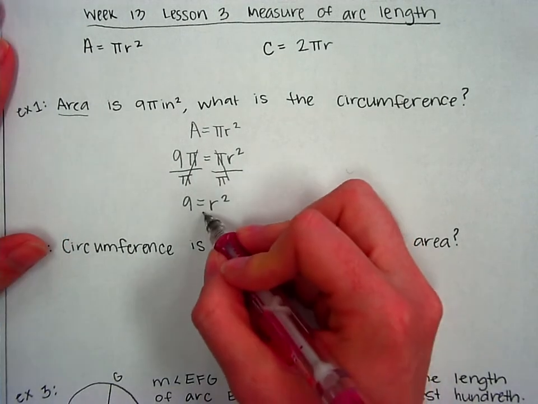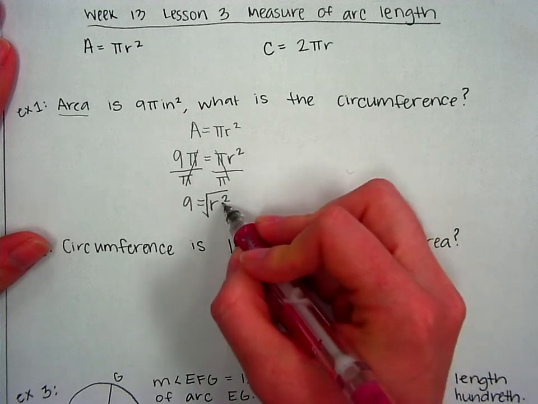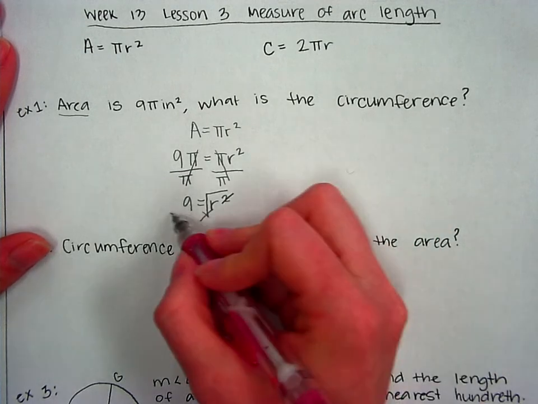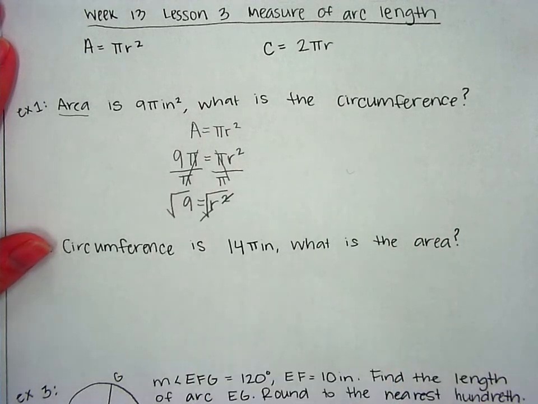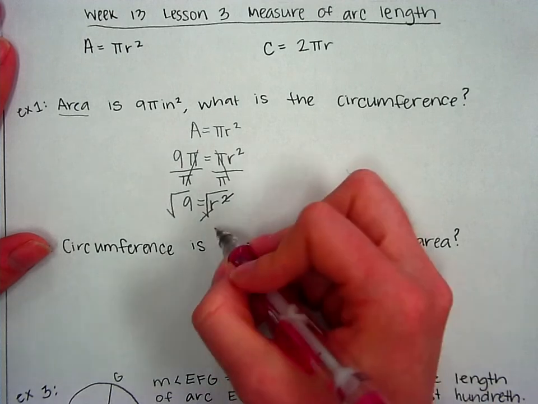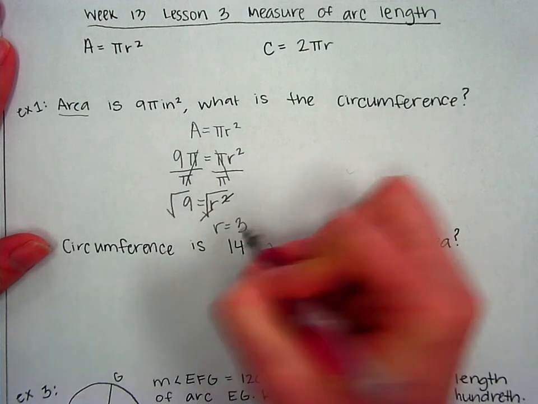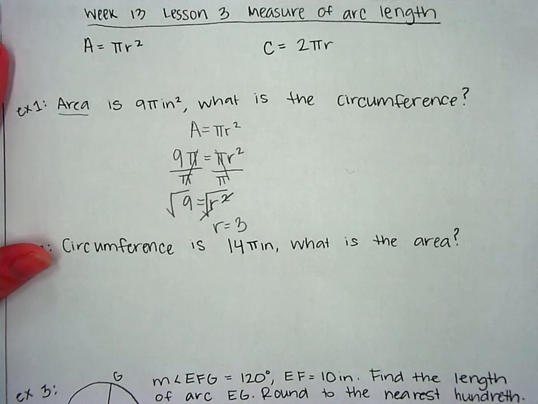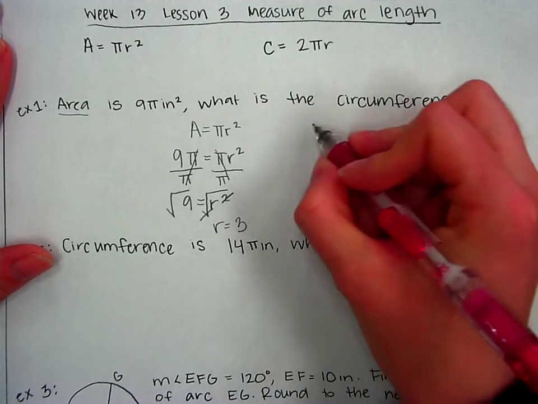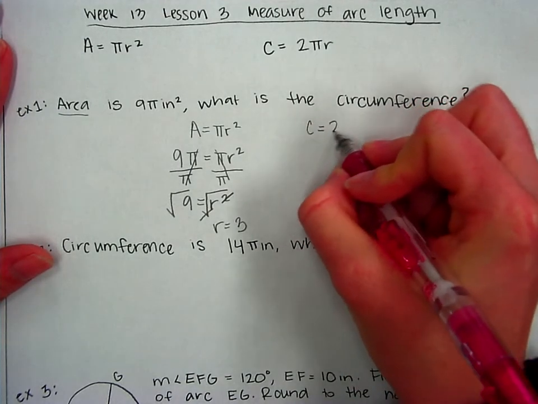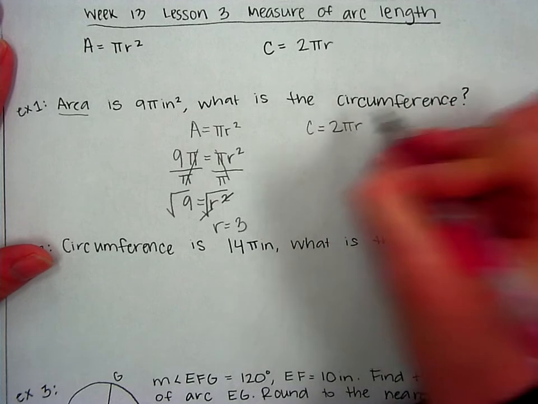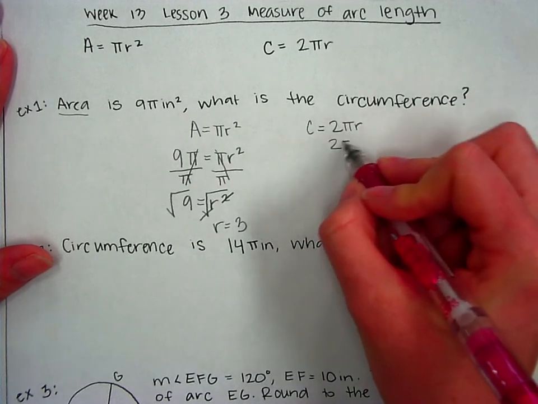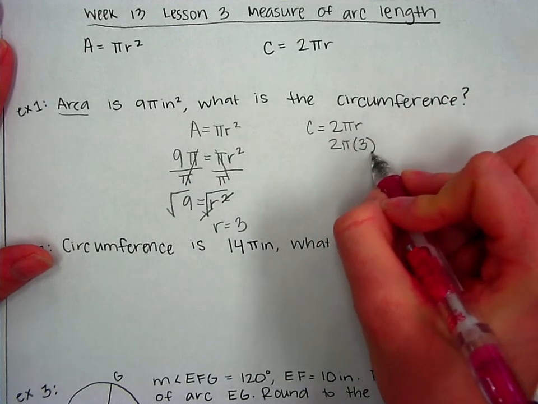To get r alone, I'm going to square root. That's going to get rid of my squared. If I square root the right side, I need to square root the left side to keep it equal. So I end up getting that r equals 3. I know the radius of this circle is 3, so now I'm able to find the circumference. I'm going to use my circumference formula, which I know is 2 pi r, and I'm going to plug in my r, which now I know is 3.